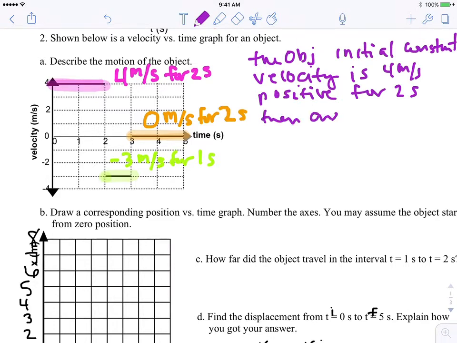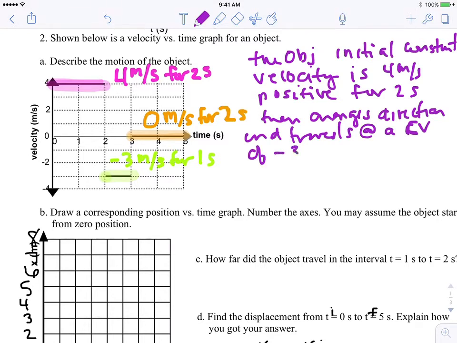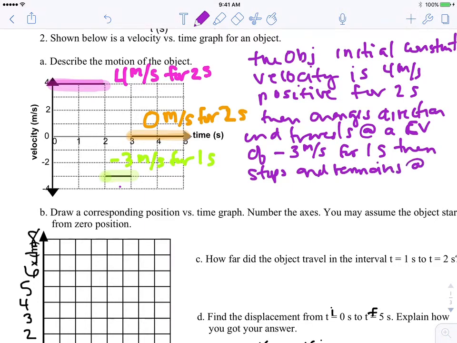Then changes direction and travels at a constant velocity. That's what the CV here is. Sorry, I'm just trying to shorten this up. Travels at a constant velocity of -3 meters per second for 1 second. That's the green part here. And then stops, and remains at rest for the remainder of the time.